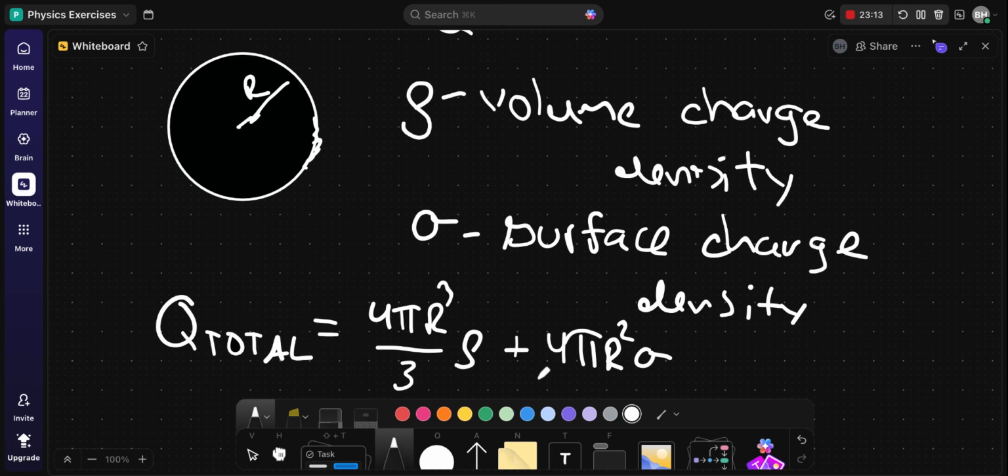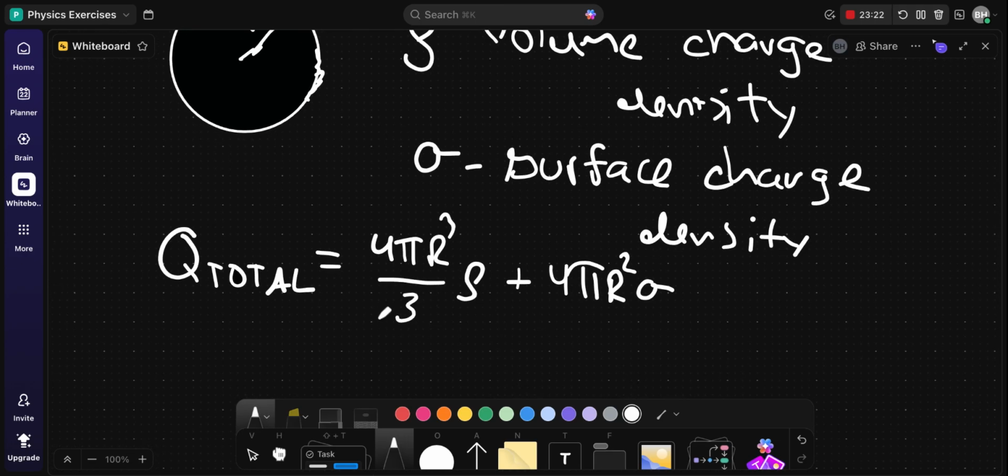And how much is that? That's going to be the surface charge density times the surface area of the sphere. So this is the total charge. Maybe we want to call this Q rho, and we can call this Q sigma. That sort of indicates their origins.